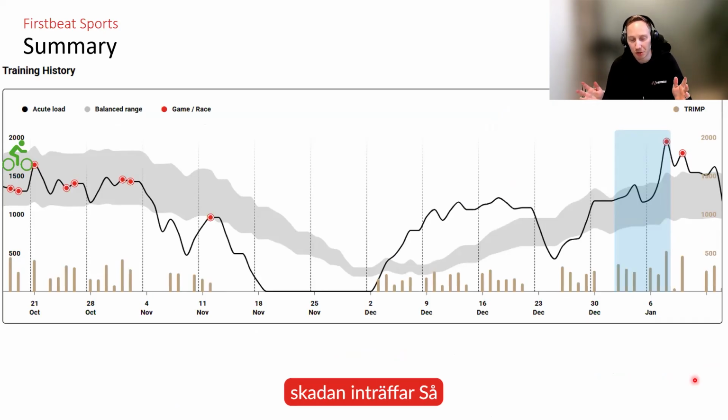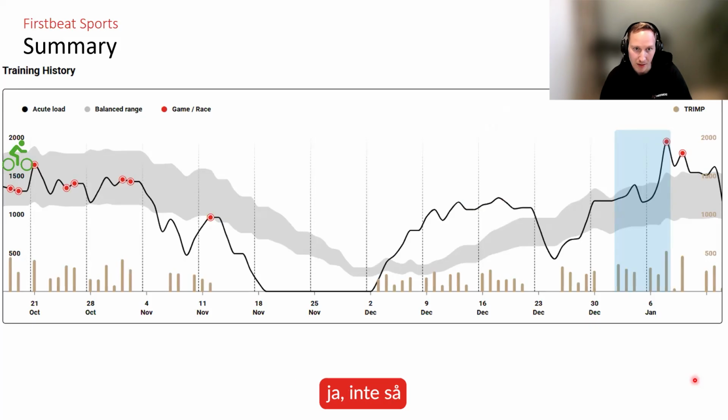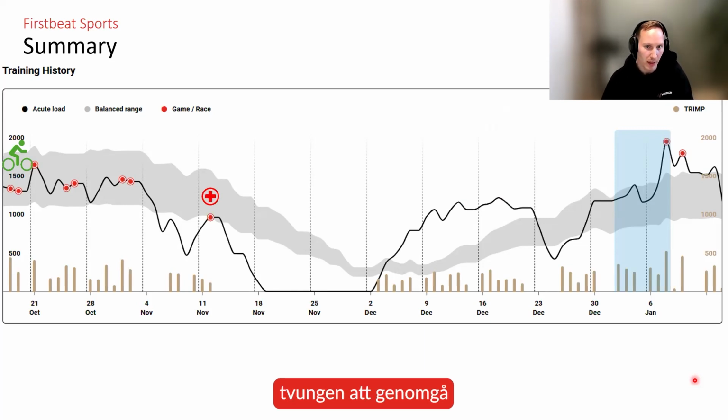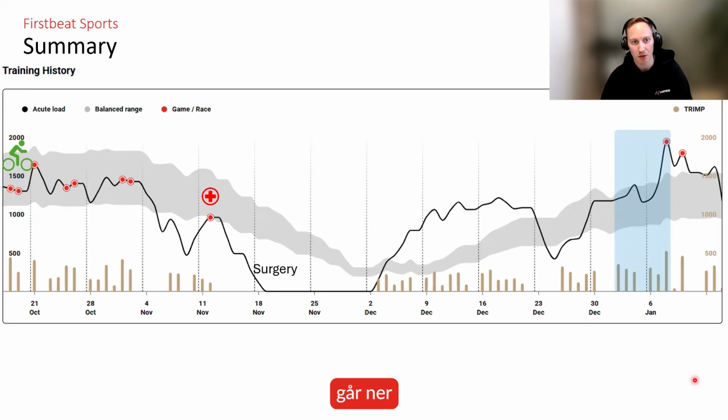Of course, you don't know when the injury happens, so you want to do the submaximal fitness testing quite regularly. This team was doing it, not that regularly, every 4 to 8 weeks approximately, but still they got some reference value that they could use when the player was injured. Then the injury happened on the 11th of November. The player had to undergo surgery.